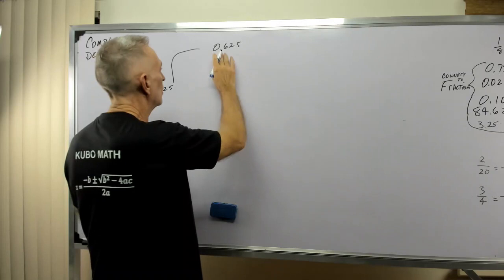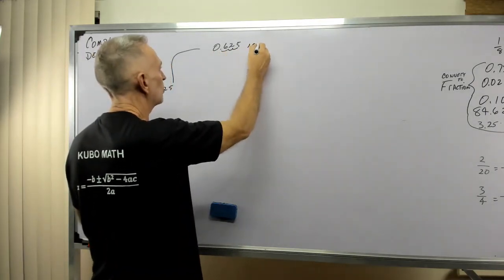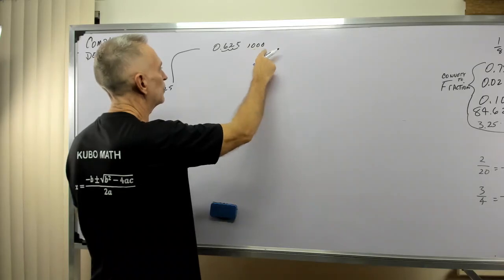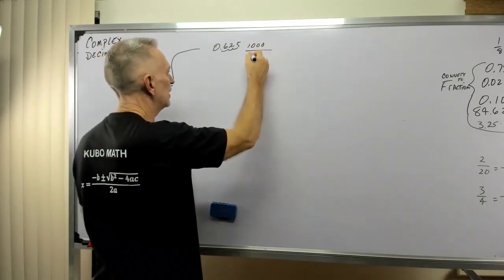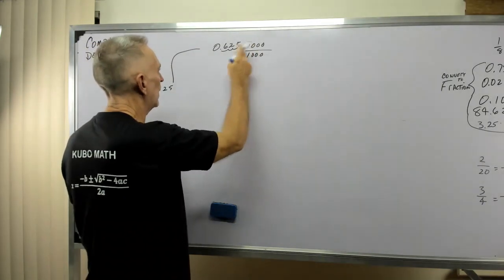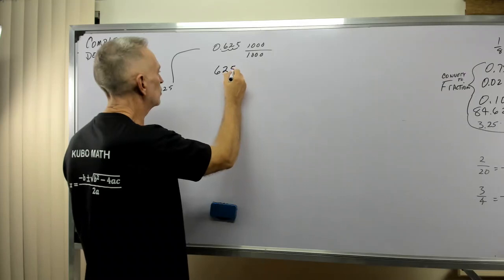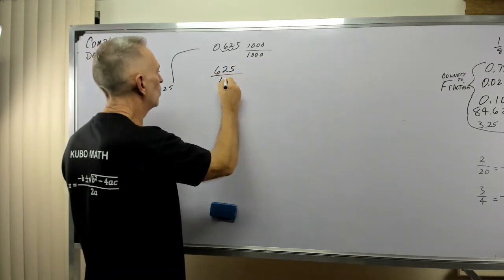All right. Well, I need to move the decimal 3 places. So I need to multiply by 1,000. I have 3 zeros. But if I do, I need to divide by 1,000. So that equals 1,000 times 0.625 gives me 625 over 1,000.